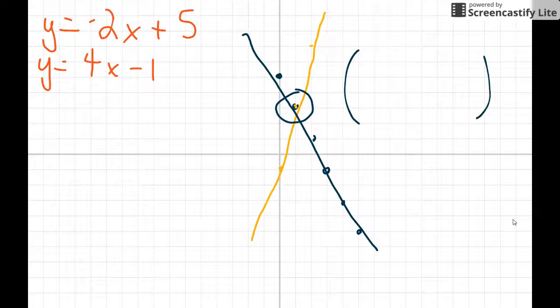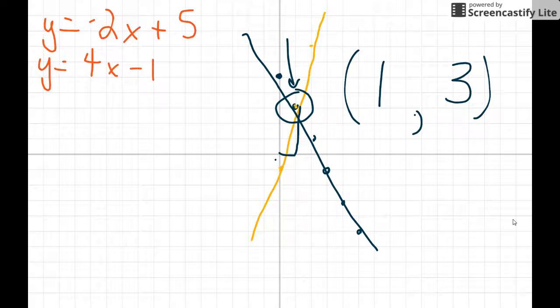So you don't just say there's the solution, you have to actually count the ordered pair off to the side. So you start at the origin and we go over 1 and up 3 to find the solution. So your solution set is 1, 3. So that literally means you could plug in a 1 for the x's and plug in a 3 for the y's, and these would come out perfectly over here.